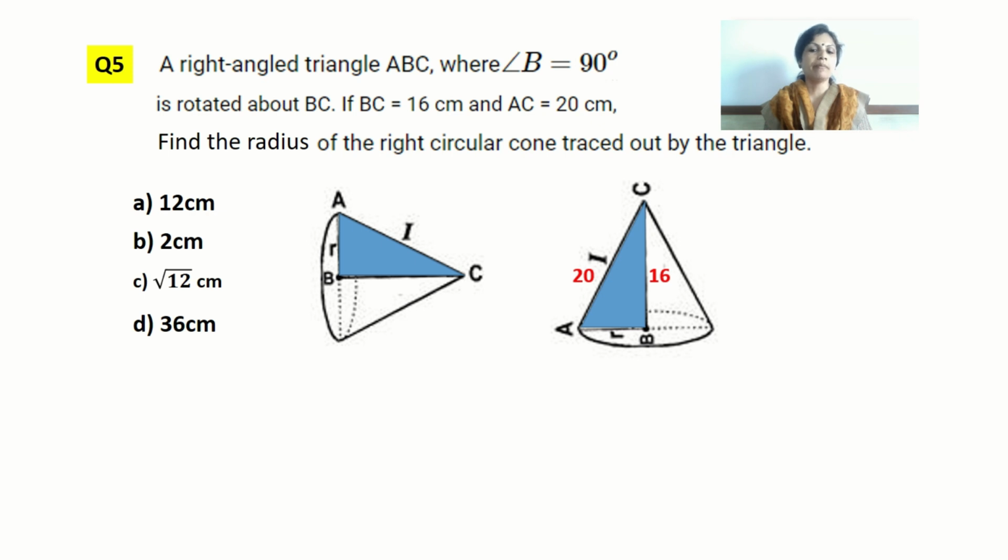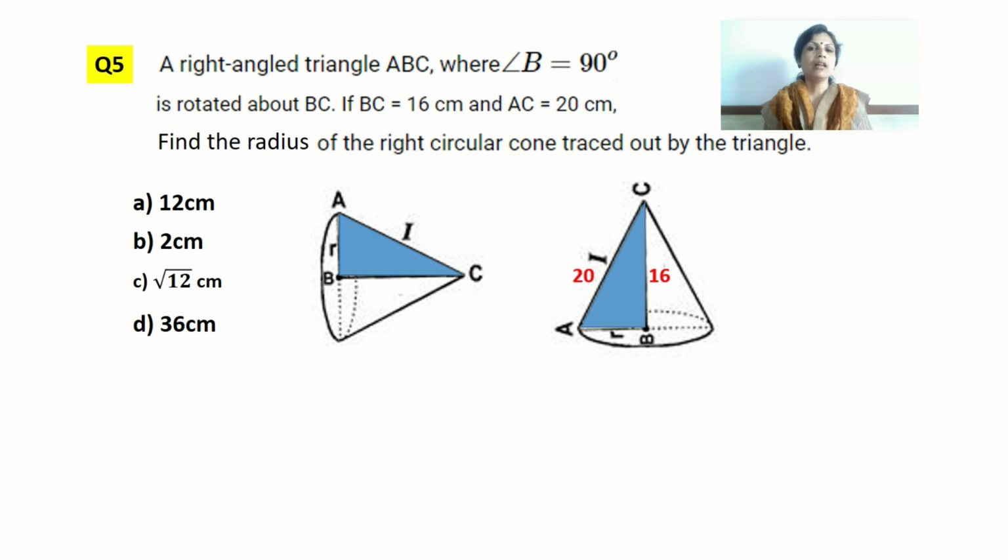So this is how it will look like. You rotate it along BC and it will look like this, wherein you are given that BC is 16 and AC is 20. I hope quickly it is coming to your mind as to how you have to find the radius. You are given the slant height of the cone. You are given the height of the cone. Radius you have to find out.